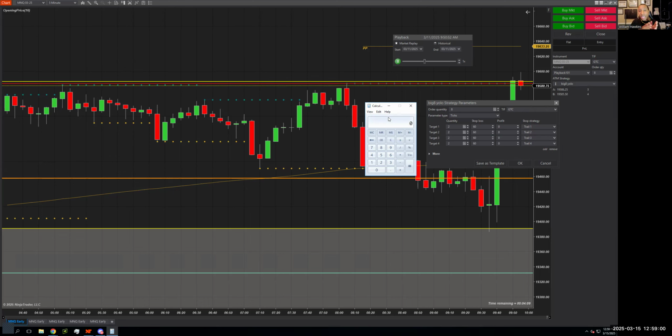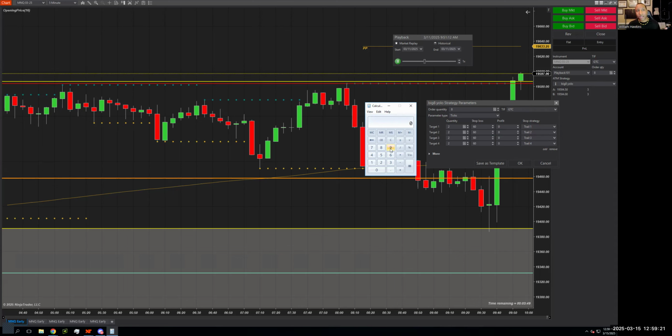Now, if you make too much money, that's the consistency rule, the 30% consistency rule. That only applies to a PA account. That don't apply to an eval. Oh, are you doing this in eval specifically? Yeah, this is evals. Okay. But no, well, I trade micros on my PAs.